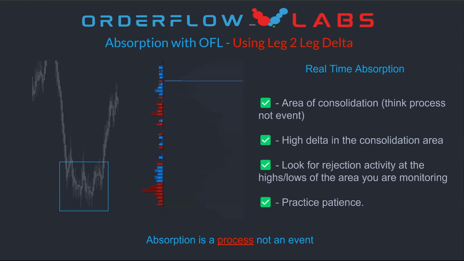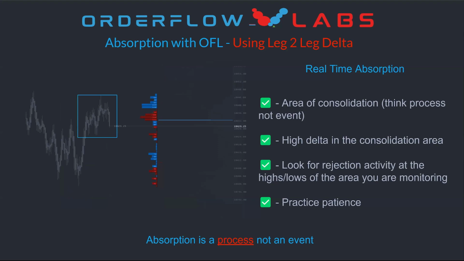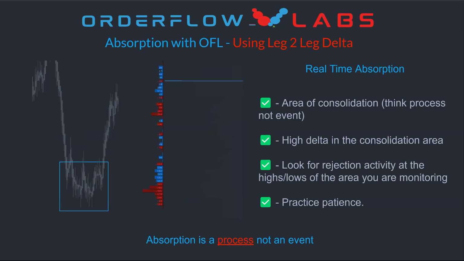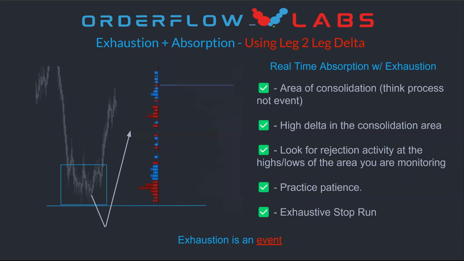So again, look for those rejection spots, practice patience. It is a process, not an event. And as soon as you see tons of negative delta or positive delta, that does not equal "I'm ready to take a trade." Because as you can see, some of the best scenarios where these play out is there's lots of time, it occurs via time versus some type of event where exhaustion takes place.